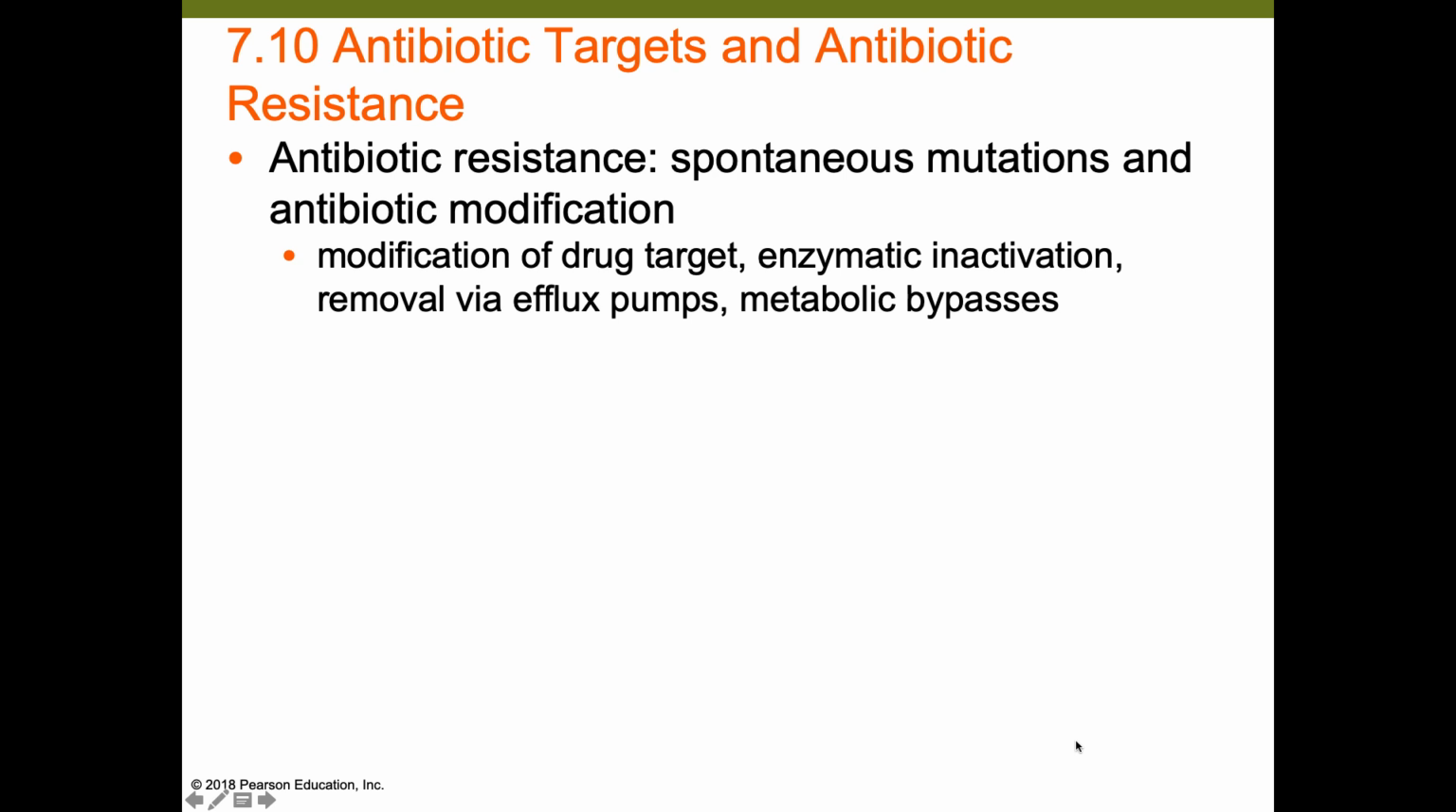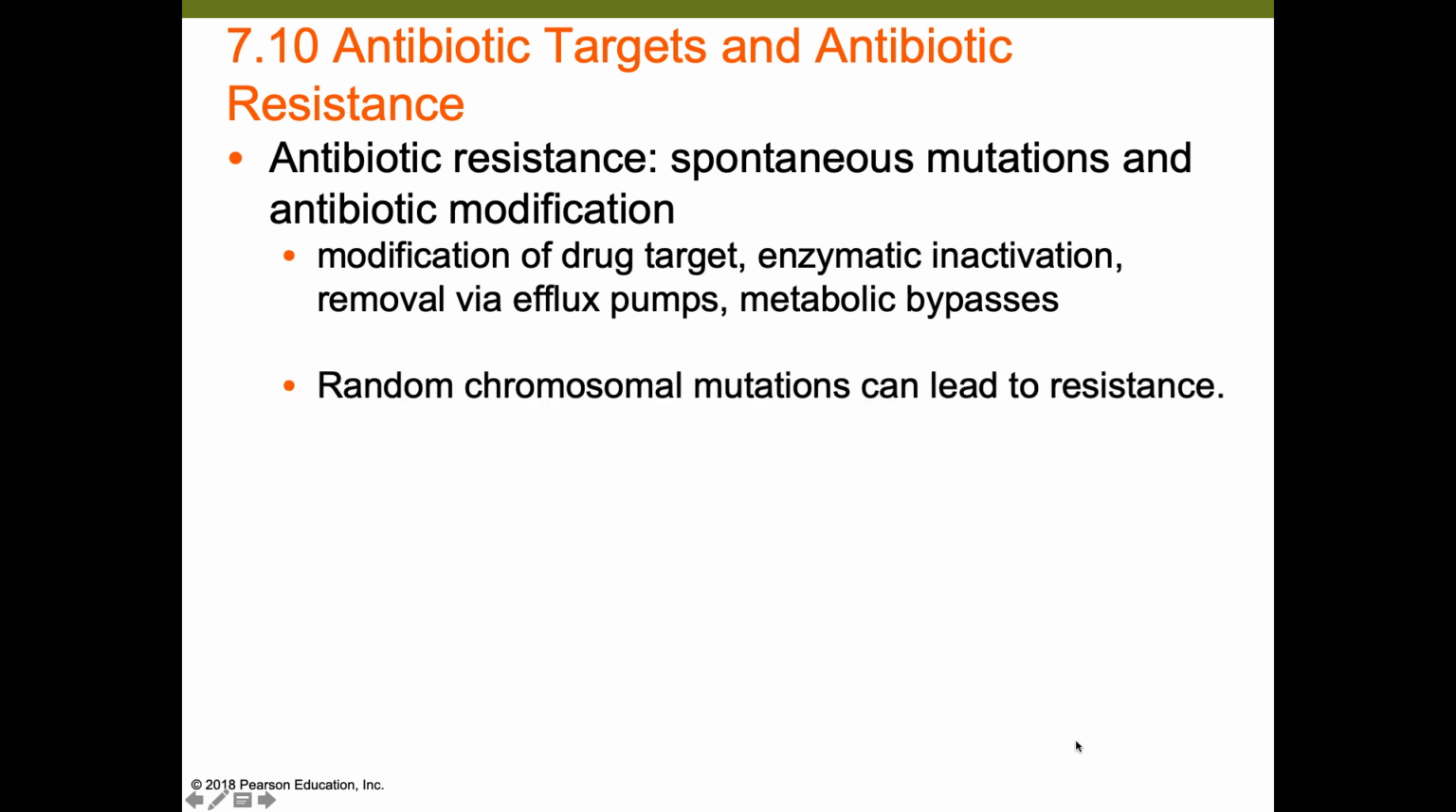And so what bacteria can do in order to become antibiotic resistant is they can modify the drug target. They can use an enzyme to inactivate the antibiotic. They can remove the antibiotic from their cell, or they can completely bypass whatever it is that the antibiotic inhibits. So these are the four major mechanisms that microbes use for resistance. And they can become resistant through random chromosomal mutation, for example.